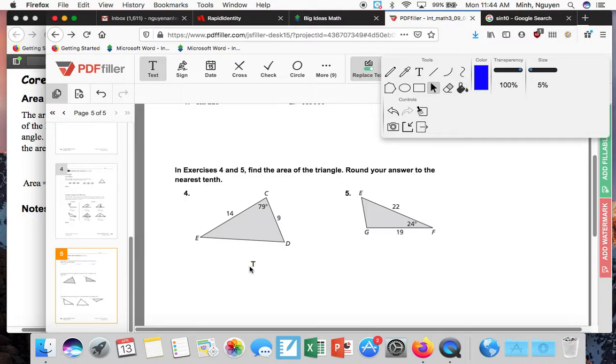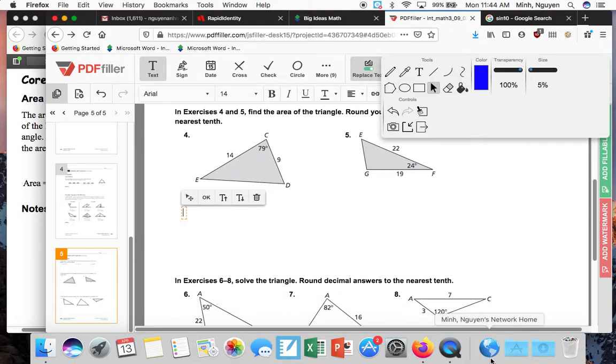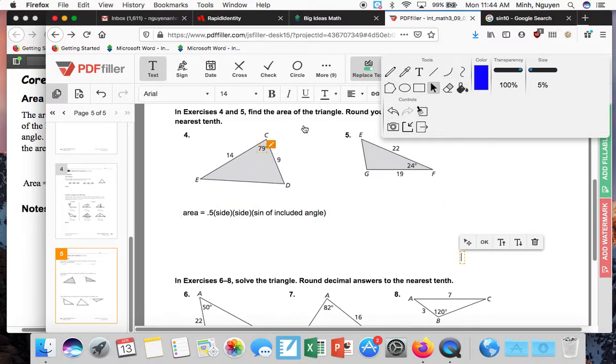Find the area of the triangle. Round your answers to the nearest tenth. So we want area equals 0.5 times side times sine of included angle. What two sides do we have? We have side EC, which is 14, so 1/2 times 14. What's the other side we have? We have 9. And then sine of the included angle. The angle in between these two sides is 79.